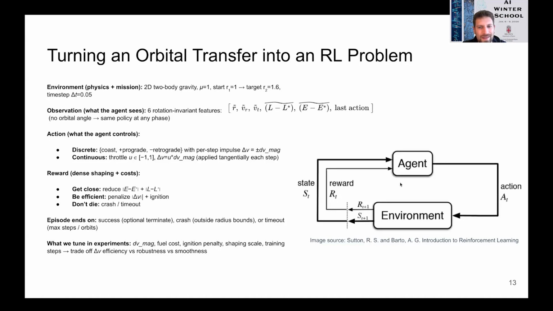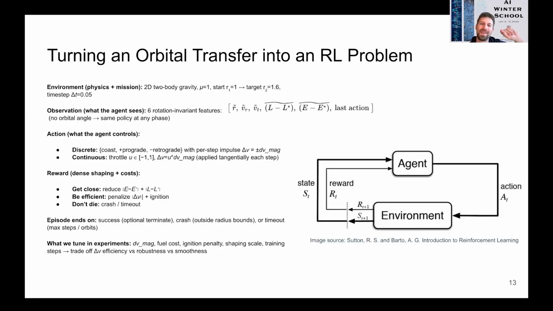Then what is the observation our agent makes? What information do we want to give the agent to allow it to make a smart action decision at time step t? Well, we're going to give it the radius r and the radial velocity v of r, the v of t. And if you recall from our earlier slides, at a given radius, like our R1 and R2, we know the angular momentum and the energy at those, at the initial and the end.